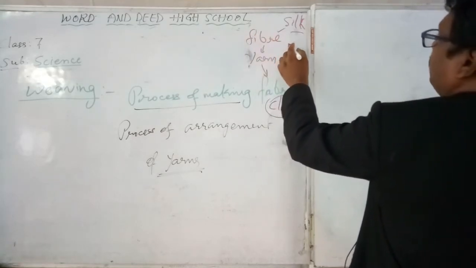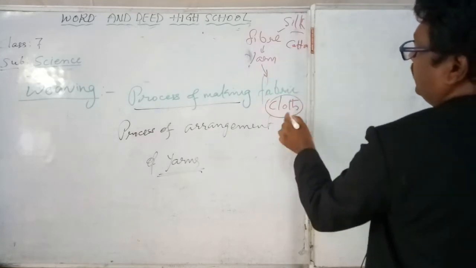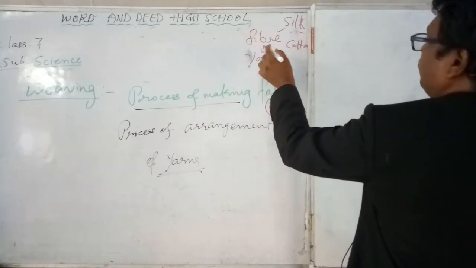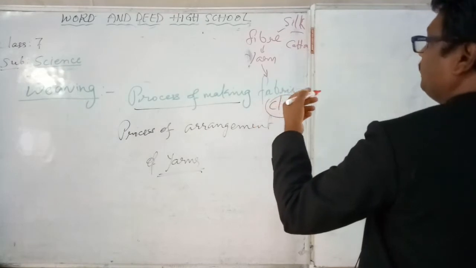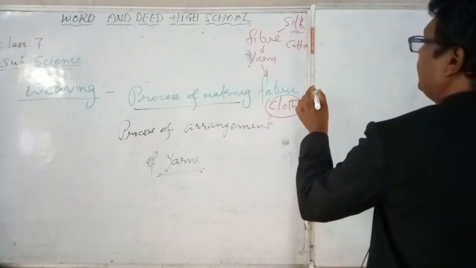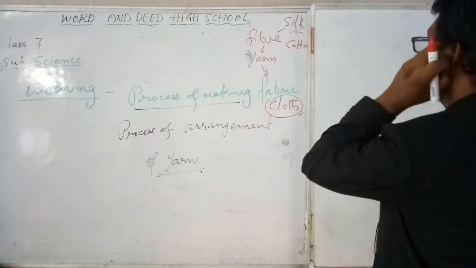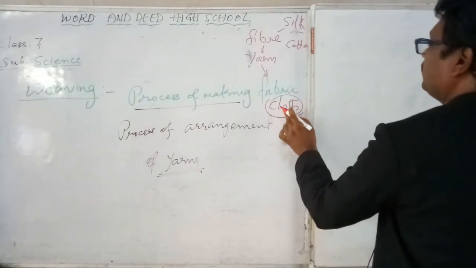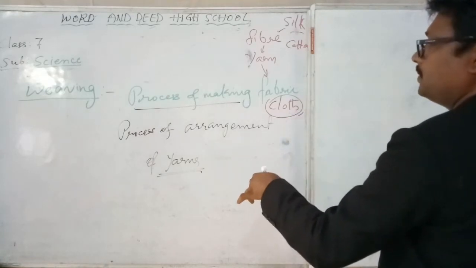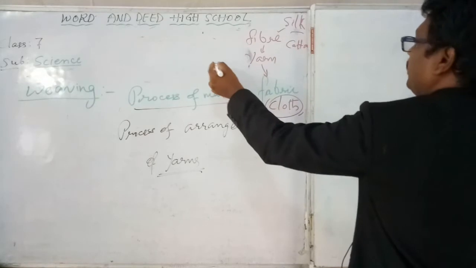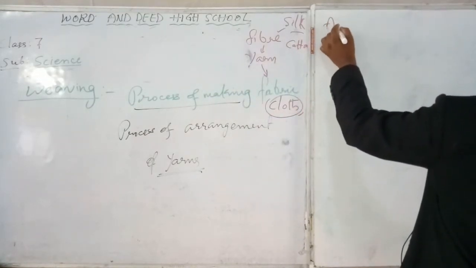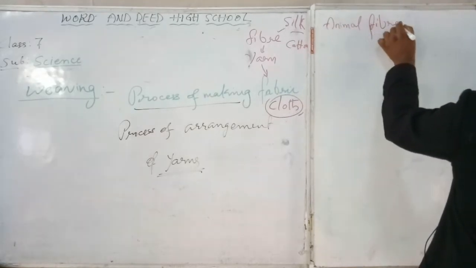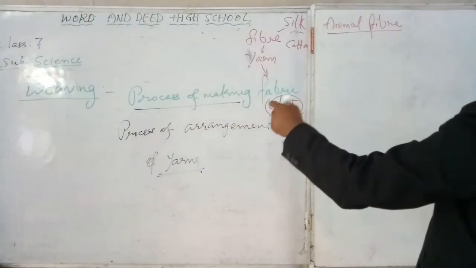If you get fiber from cotton, finally you will get cotton cloth. If the fiber is obtained from polyester, that artificial fiber, synthetic fibers, man-made fibers using chemicals like polyester, then finally what will we get? You will get polyester cloth. But here in this chapter what are we going to talk about? Animal fiber means it's a natural fiber. We are talking about animal fiber. Here in this we are talking about weaving.